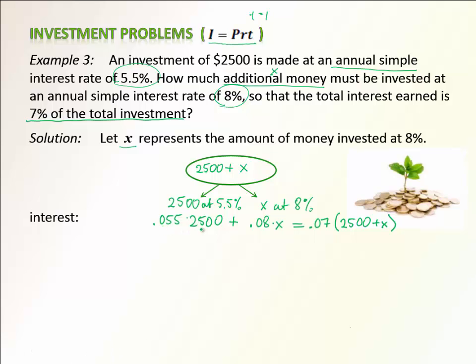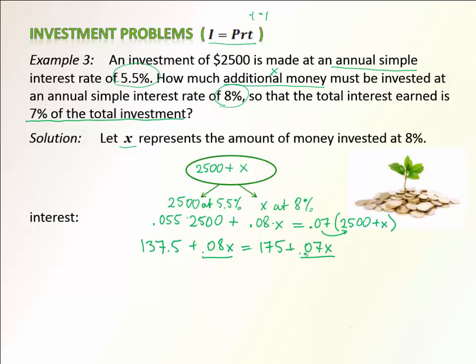So when we multiply the first two numbers, it ends up to be 137.5 plus 0.08x equals 0.07 times 2,500, which is 175 plus 0.07x. Now let's put all the x's together on one side.